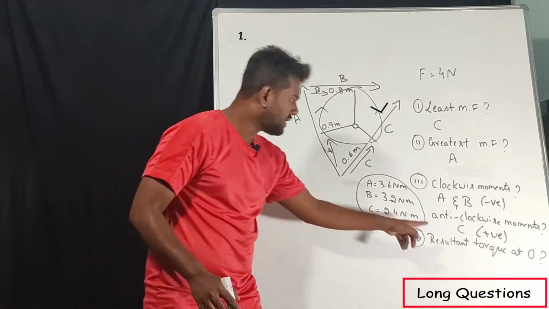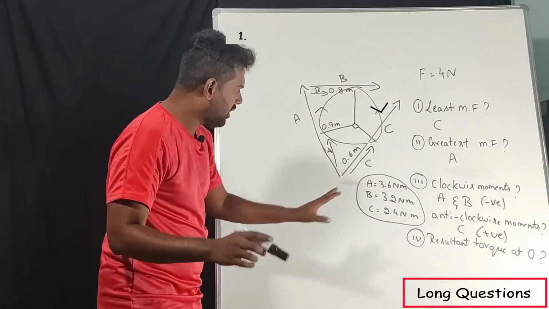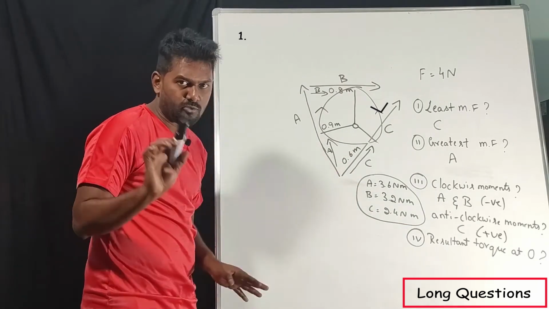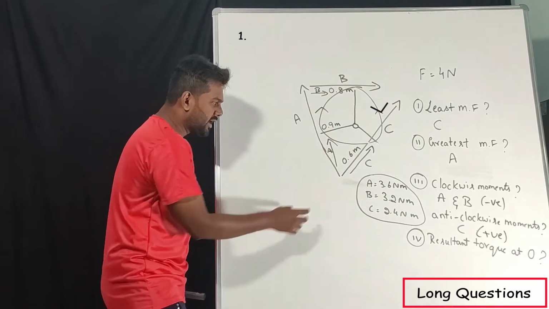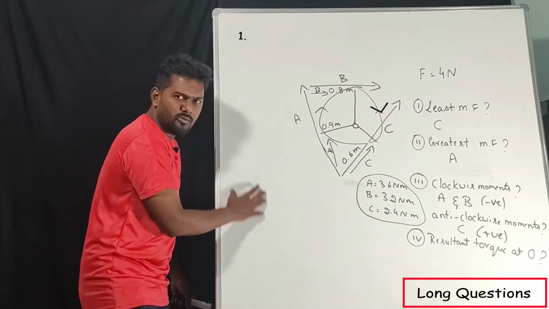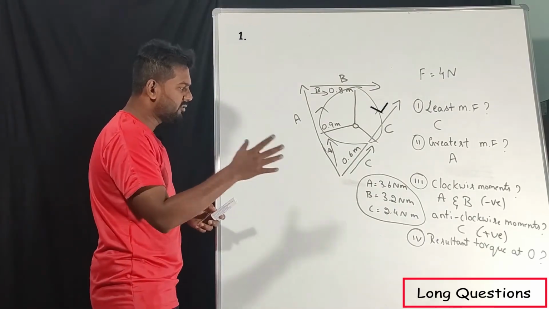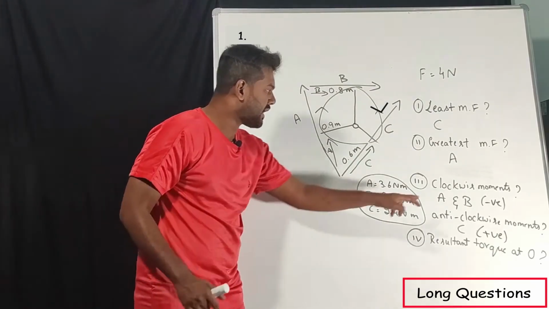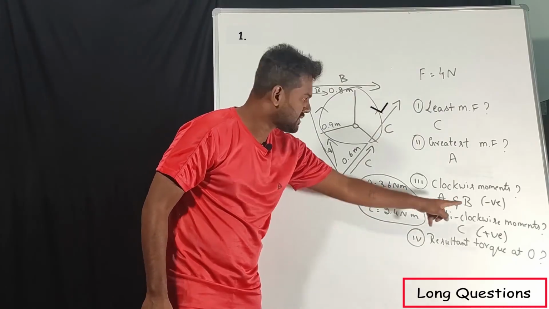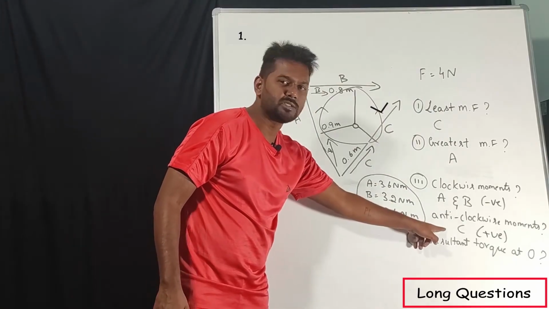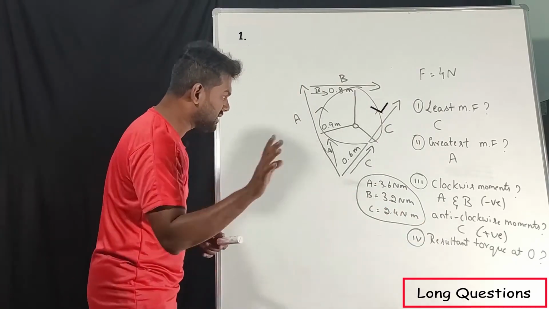Now we'll talk about resultant torque at O. For all these things, we should have all the moment of forces, correct? That is what we have calculated. I have written all the values here for the calculation. Listen, how can we solve that? First, you need to understand clockwise moments are always taken as negative. Anti-clockwise moments are always taken as positive. That is important.